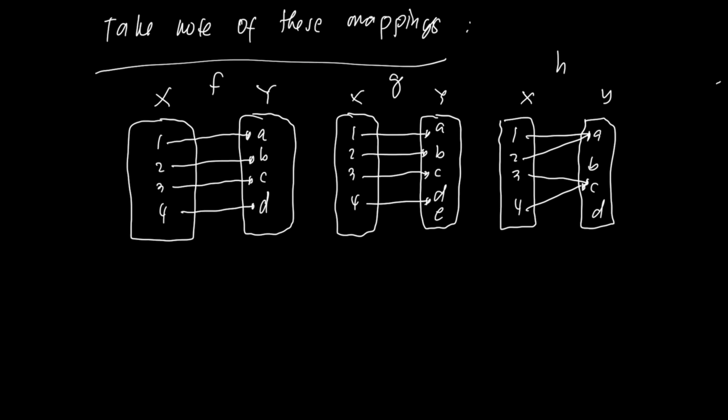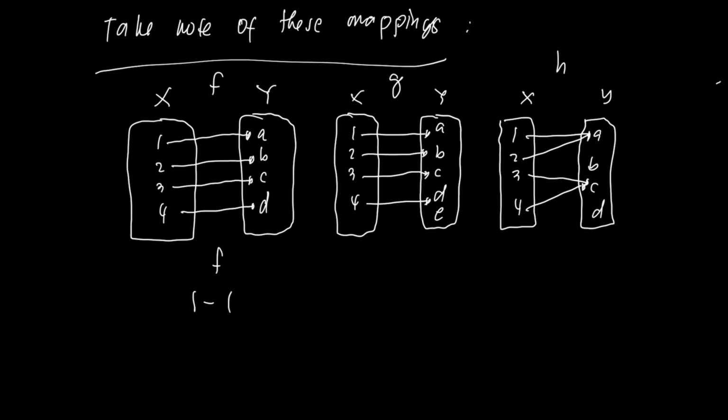So consider these mappings, the mappings f, g, and h. For f, as you can see, 1 is mapped to a, 2 is mapped to b, 3 is mapped to c, and 4 is mapped to d. So we know that this one here is a function, and every element in x is mapped to exactly one element in y. As you can see, the mapping is 1 to 1, meaning one element is mapped to one element in the other. So that's a function, and the mapping here is 1 to 1.